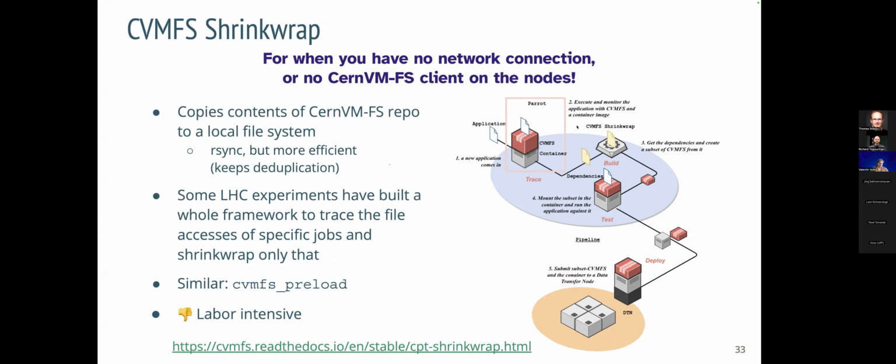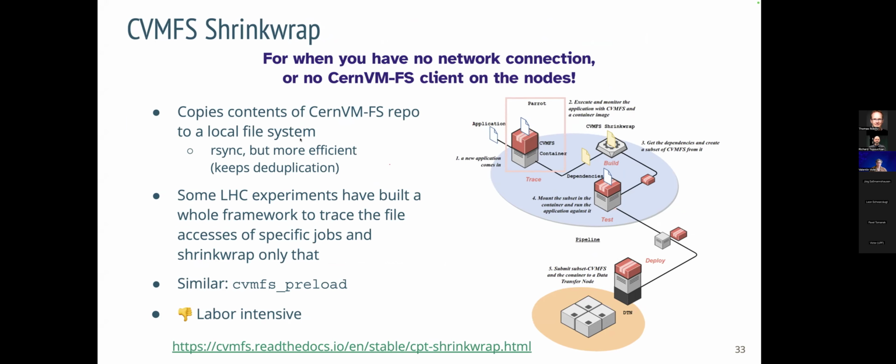So the tools that we have is CVMFS shrinkwrap, which is kind of like rsync, but a bit more efficient as it keeps the deduplication that we have in this backend store. It basically copies the backend store and then does symlinks to the backend store, but you still get kind of like a local directory with all of the files.